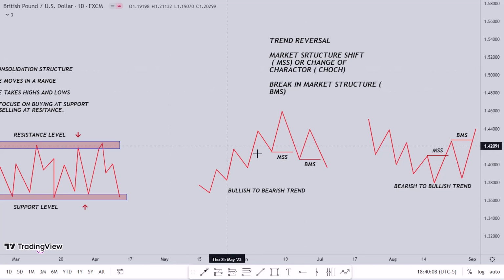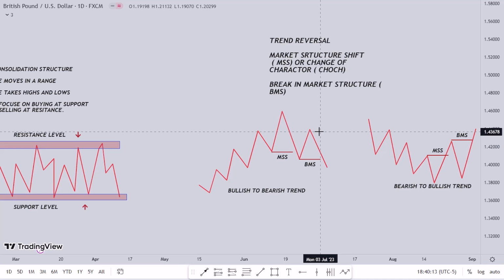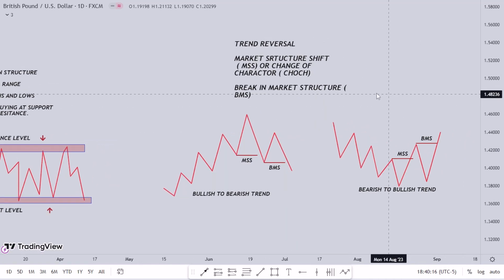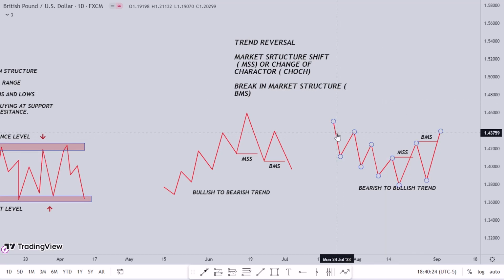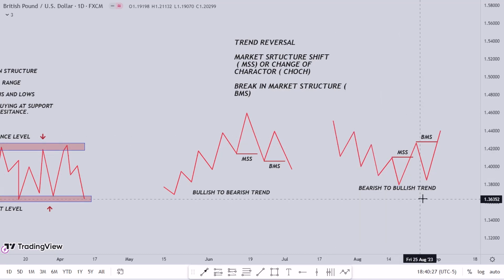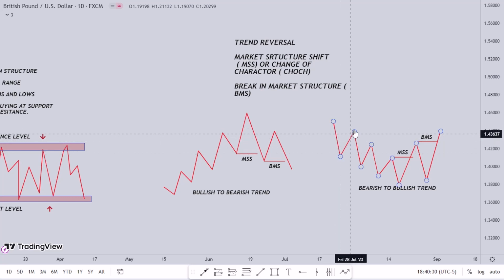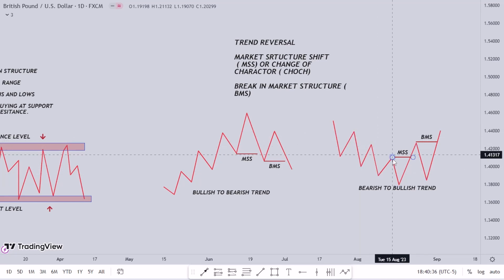As I discussed, in a bullish and a bearish trend: higher highs, higher lows, lower highs. Okay, and so this is the scenario of a bullish to a bearish trend change. This is also the scenario for a bearish to a bullish trend change. So here we are bearish. From here we are printing lower lows and lower highs, and at this point we made a higher high above this high, and the first time this happens we see it's a market structure shift or a change of character.